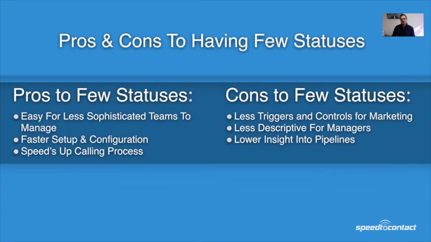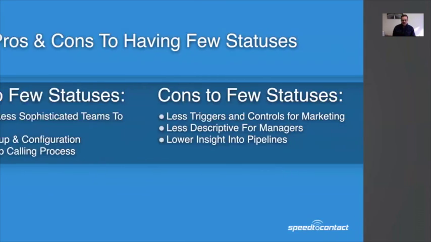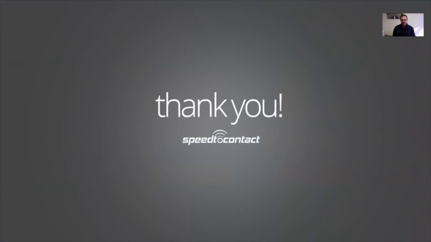If you're a manager and you're looking at the pipeline, all you see is the basics of what status those leads are in. You can only segment it so much. So you don't have as much insight into the overall performance of your sales reps and where your leads really truly are. And finally, it's less segmentable, and it lowers your ability to really break up your data into pieces. So that is an overview of the pros and cons of having more or fewer statuses in your CRM or dialer.